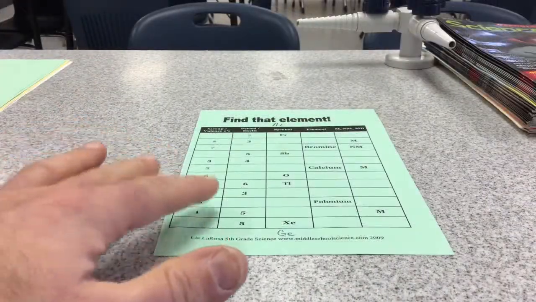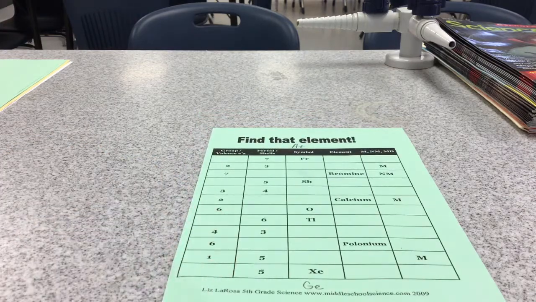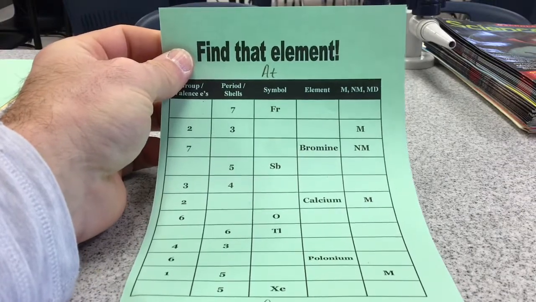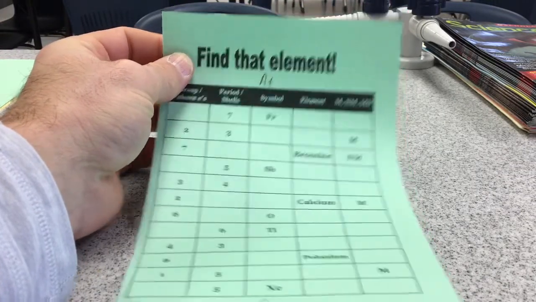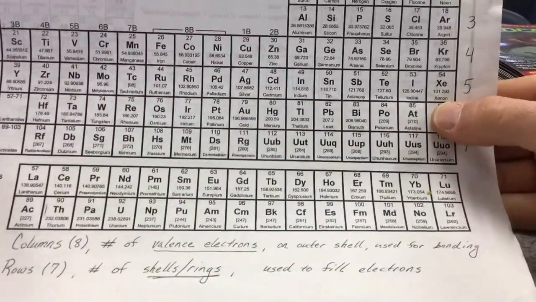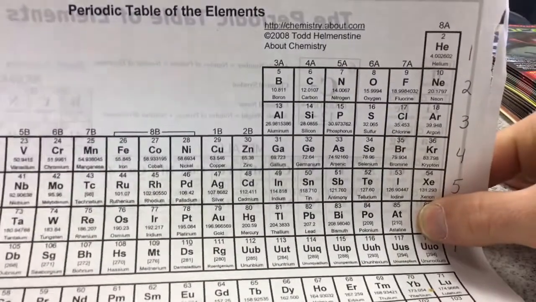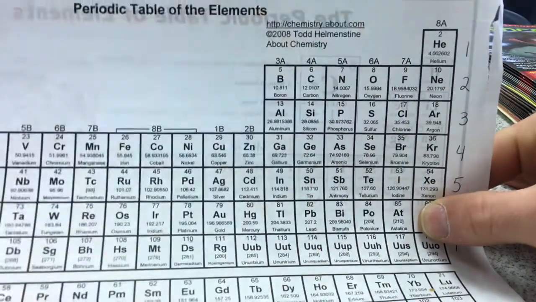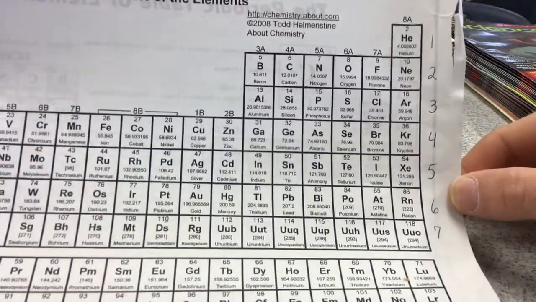Okay, so this is kind of an extension of what we just did there. We have find that element. I added one at the top, and it's element AT. Okay, so we'll look here at our chart, and we'll find element AT, which is right there. We'll see what group's that in. So AT is in group 7A, and it is in period 6.